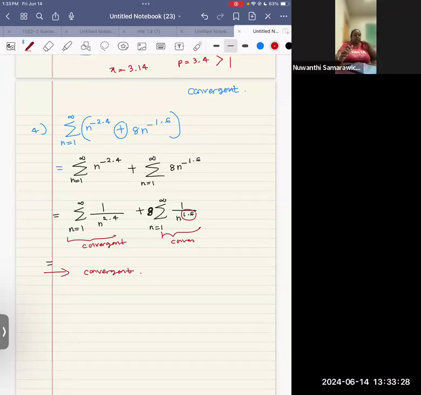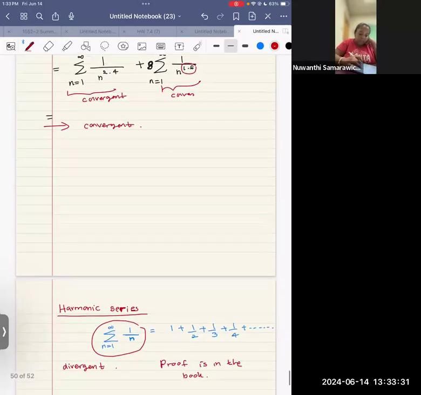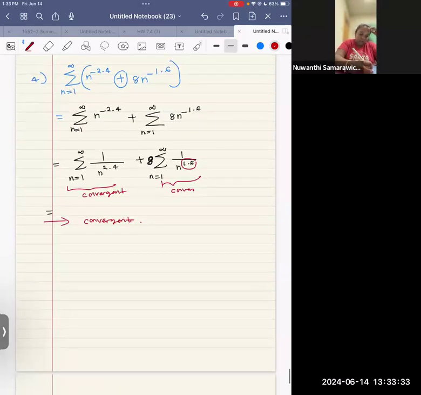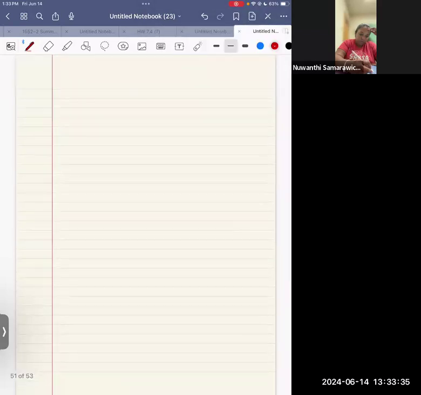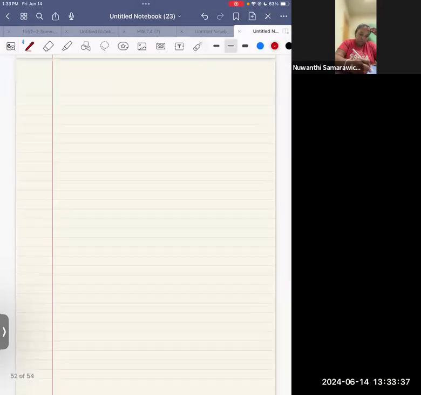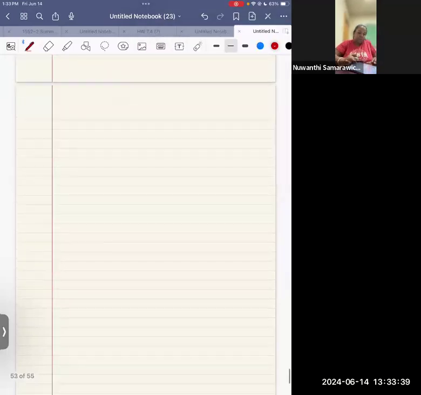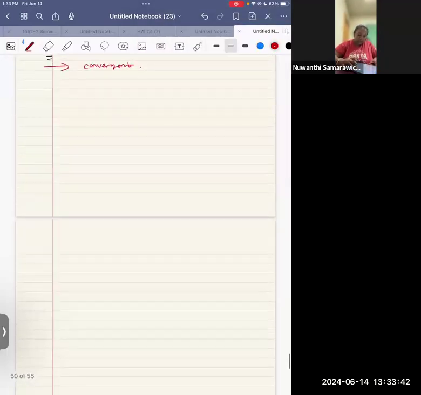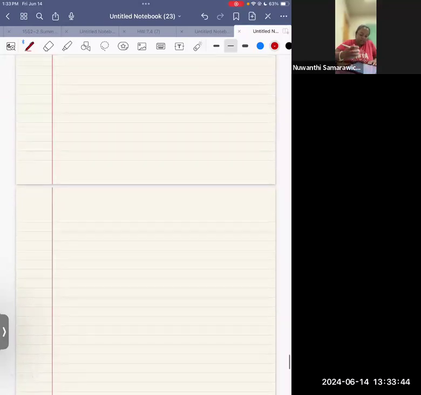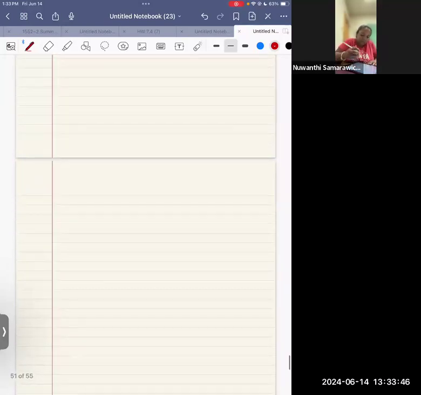Okay. This is called the P series. Then the next type, now it's just a new part: the remainder. We call it the remainder test for the integral test.